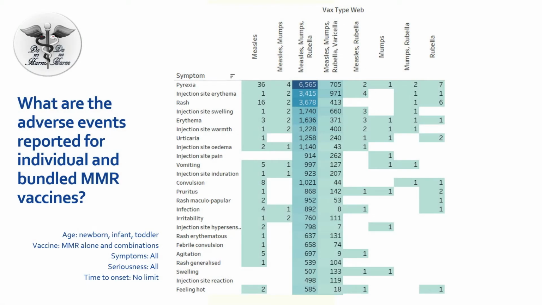What are the adverse events reported for individual and bundled MMR vaccines? In this chart, it would appear that the bundled vaccines represent higher risk than the individual vaccines. However, the reality is that the bundles are more commonly administered, and comparisons are not possible. Consequently, comparative risk-benefit cannot be extrapolated from this data retrieval.